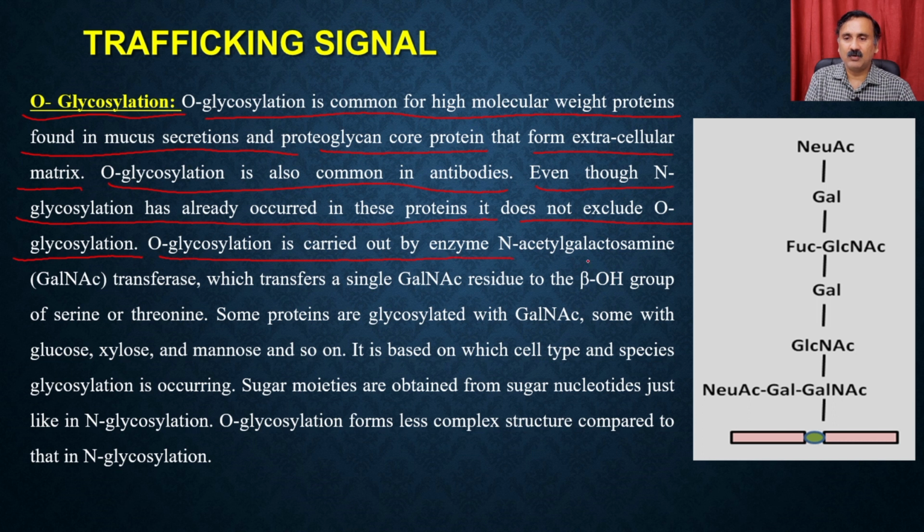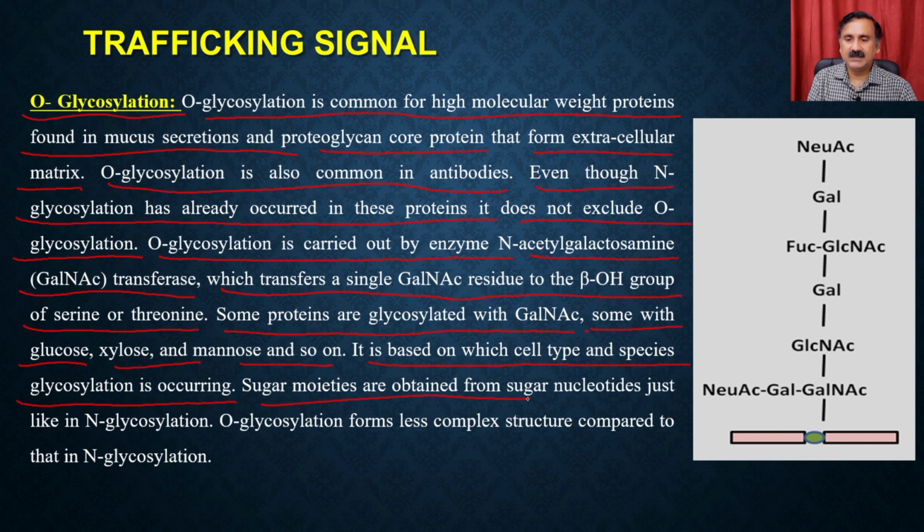O-glycosylation is carried out by the enzyme which is called N-acetyl galactosamine transferase, which transfers a single N-acetyl galactosamine residue to the hydroxyl group of the serine or the threonine residues. Some proteins are glycosylated with the galactose, N-acetyl galactosamine, some with the glucose, xylose and mannose and so on. It is based on which cell type and species the glycosylation is occurring in.